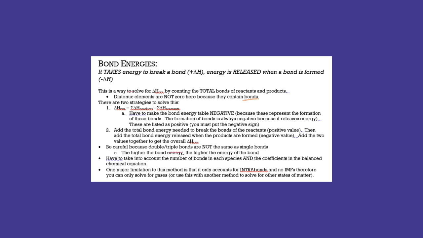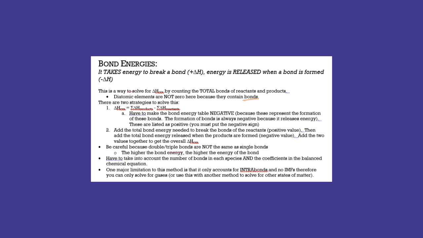All right, so there are two strategies that you can use to solve this. Delta H of reaction equals the sum of the products minus the sum of the reactants. If you're going to use this method, you have to take your bond energy table, which has all the values listed as positive, and make them negative, because these represent the formation of bonds. The formation of bonds is always negative, and that's the logic we're using to get the signs to work out. So you have to put a negative sign on the entire table.